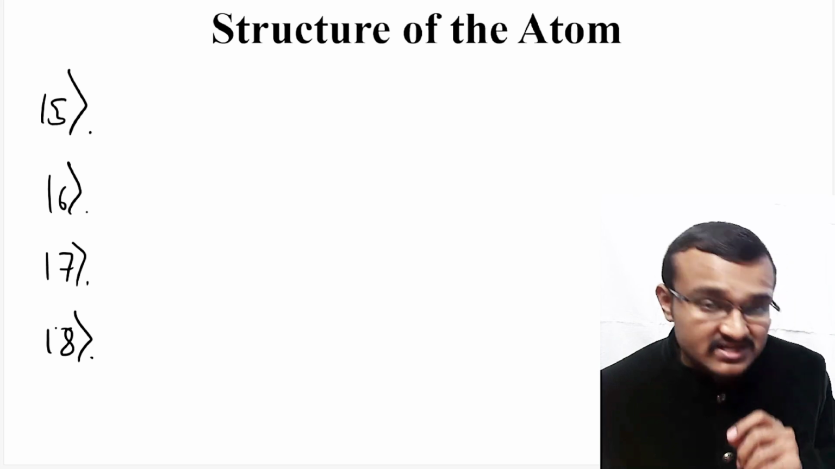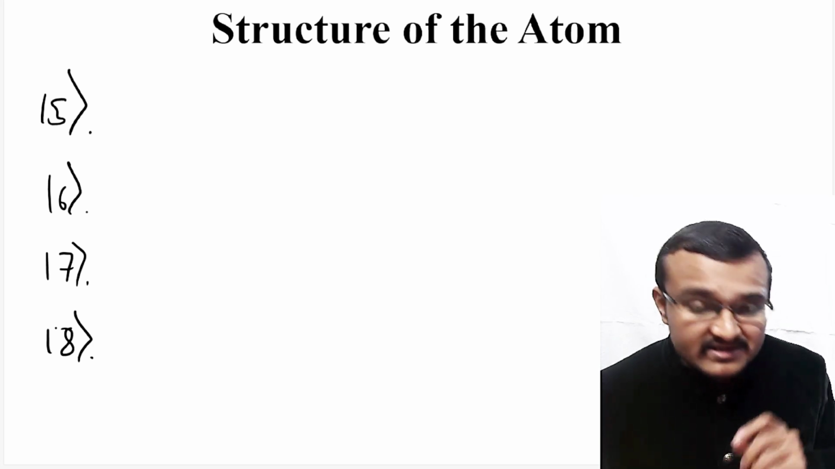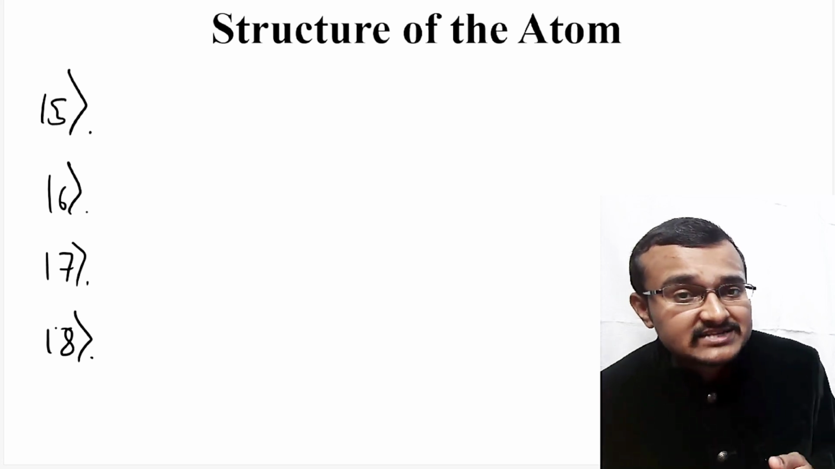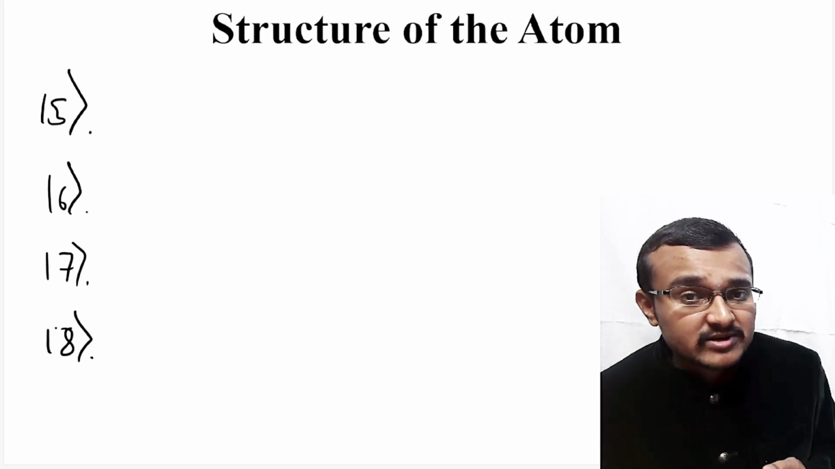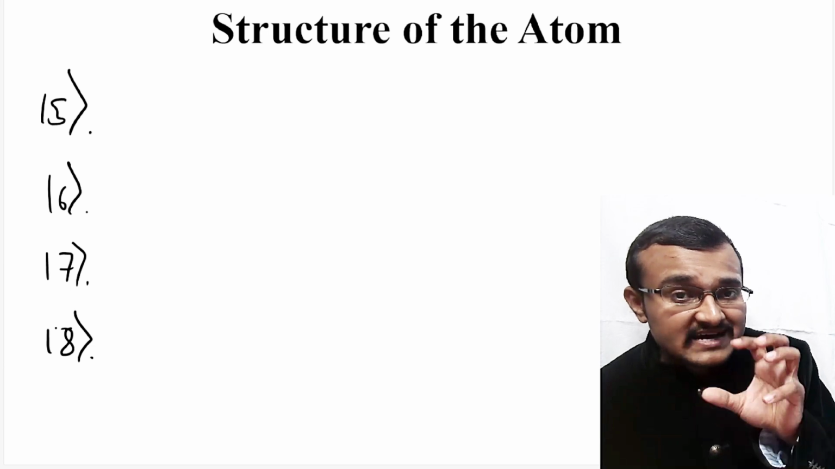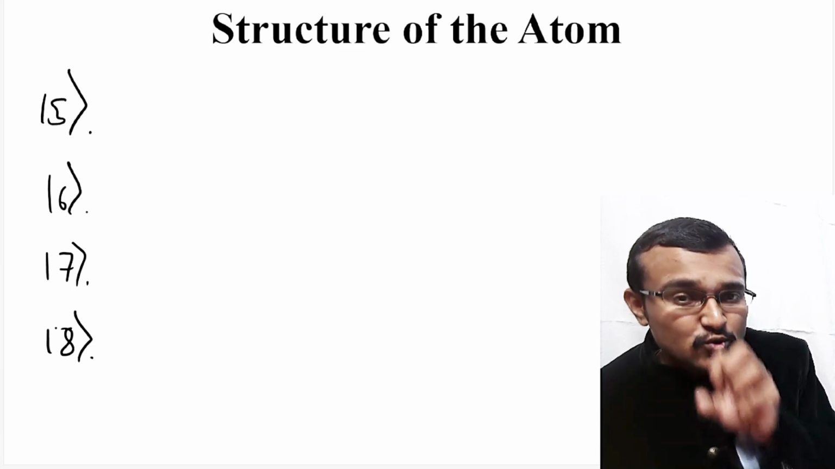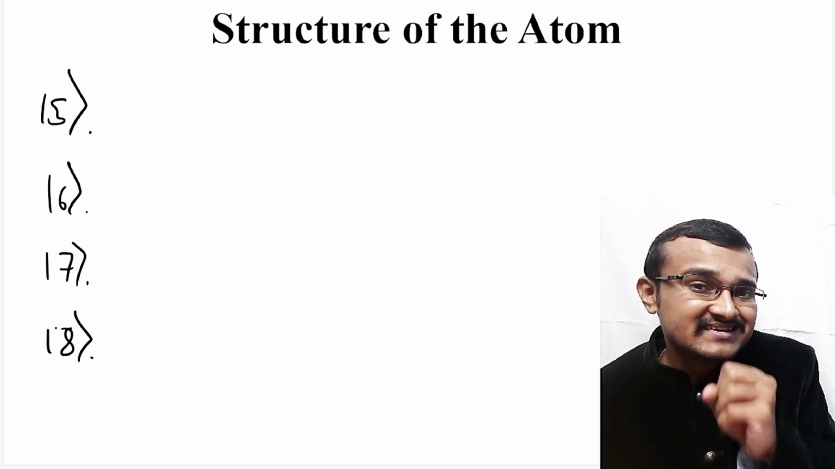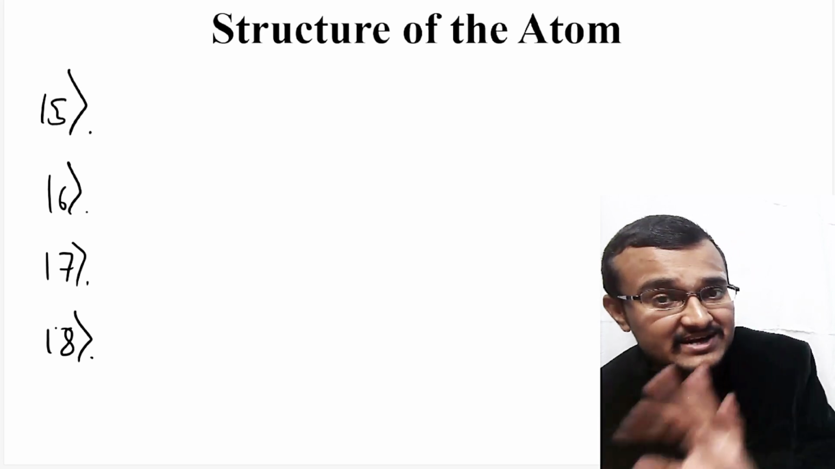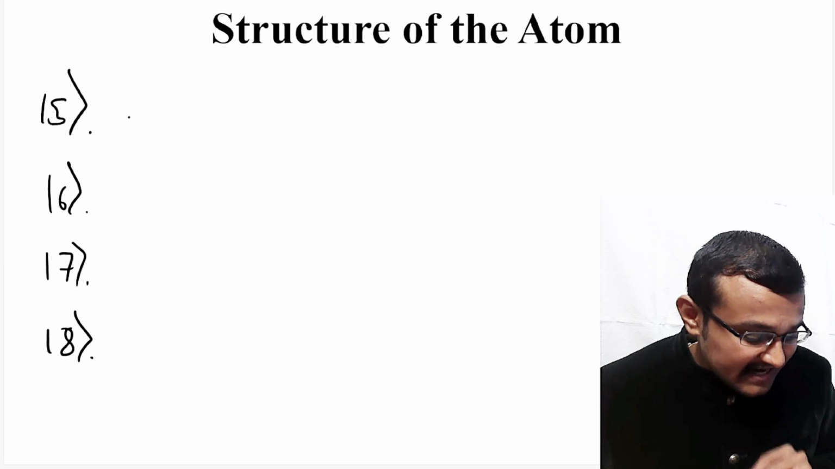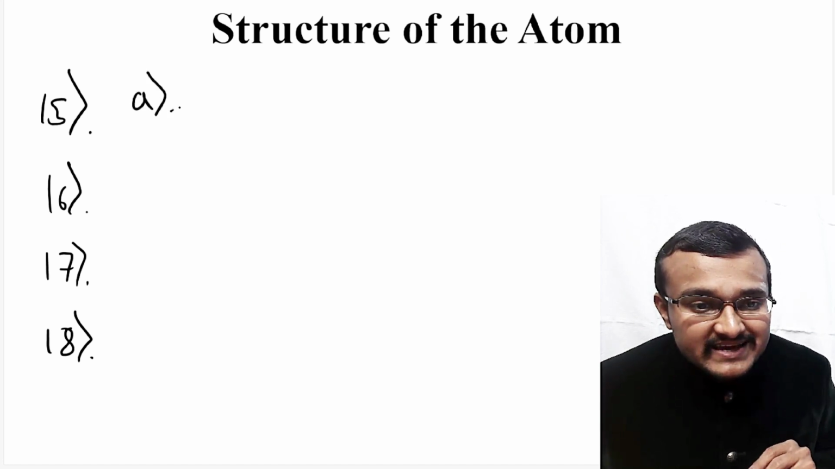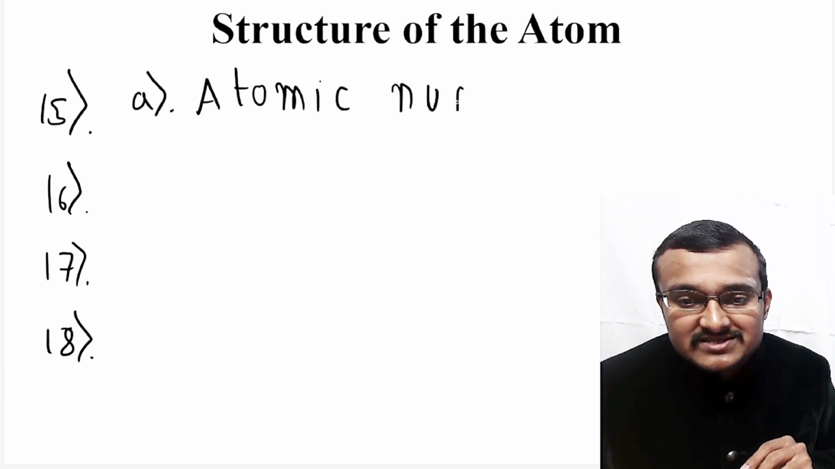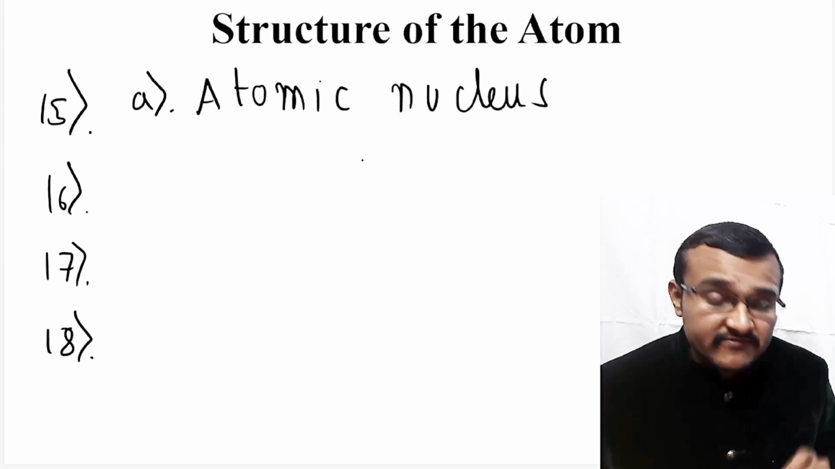So coming to the 15th question, here they have asked Rutherford's alpha particle scattering experiment was responsible for the discovery. So what was actually discovered in Rutherford's scattering experiment? Rutherford actually discovered that a positively charged nucleus will be there at the center of the atom. So that's why here Rutherford scattering experiment led to the discovery of nucleus. So here option A is correct. Option A, atomic nucleus, is the correct option for this 15th question.